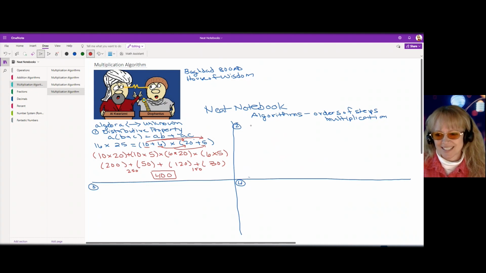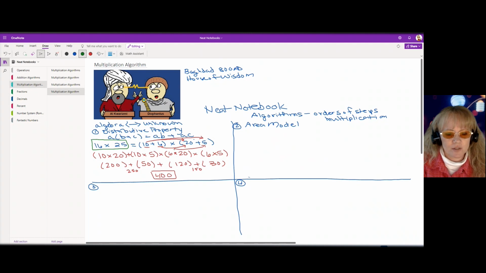All right, what is the second way or algorithm for multiplication that we learn about? Let's get blue back out. Let's talk about the area model. All right, so let's say I have 16 and 25 again. So I'm just going to put a green box around our numbers so we can kind of use them for everything. We're going to use the same. Let's put them up here.